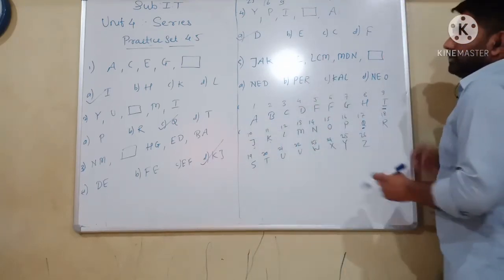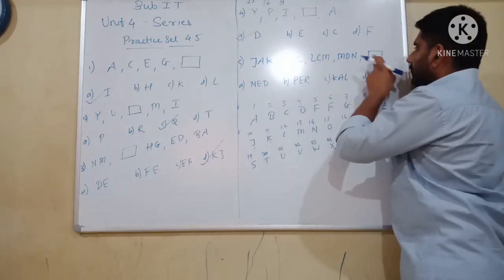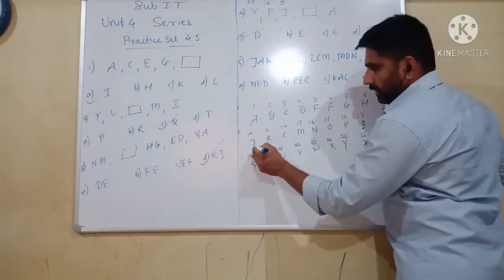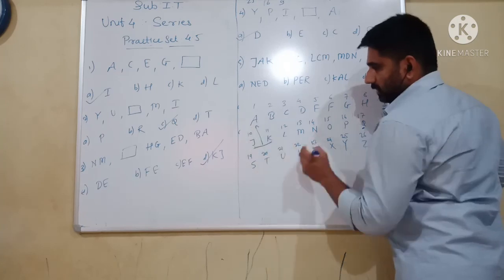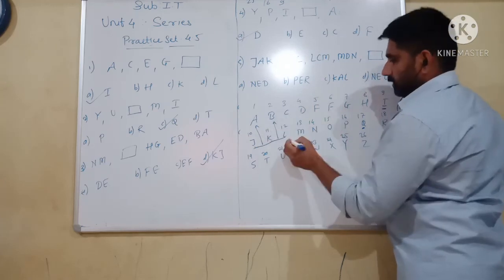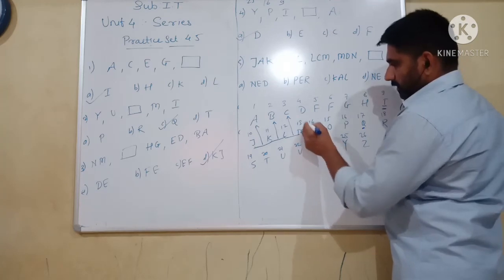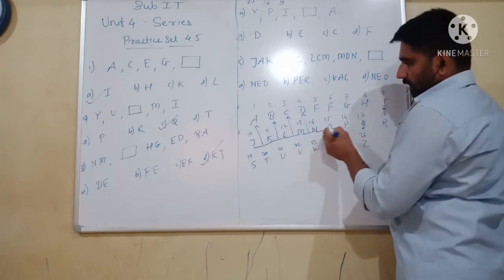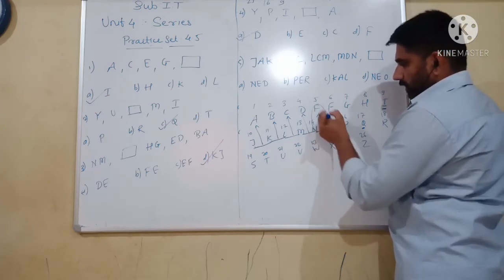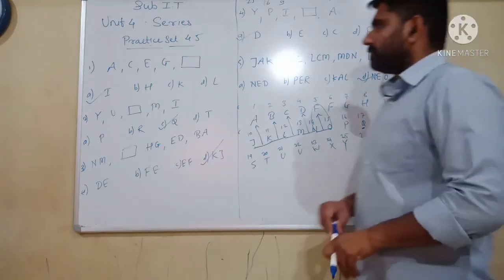Next, the fifth question. JAK, KBL, LCM, MDN and the missing term. Now we'll check. Between JK there is A. Between KL there is B. Between LM there is C. Between MN there is D. So between N and O there will be E, the next term. So NEO. Where is NEO? This. So this is our right answer.